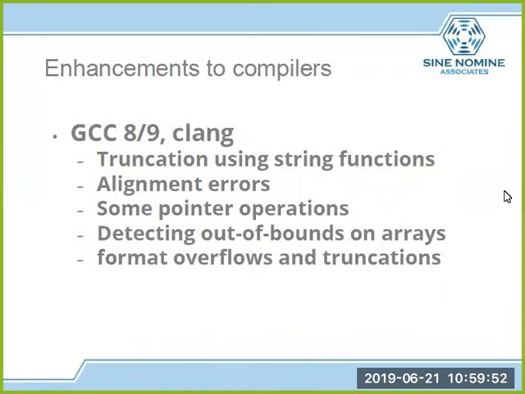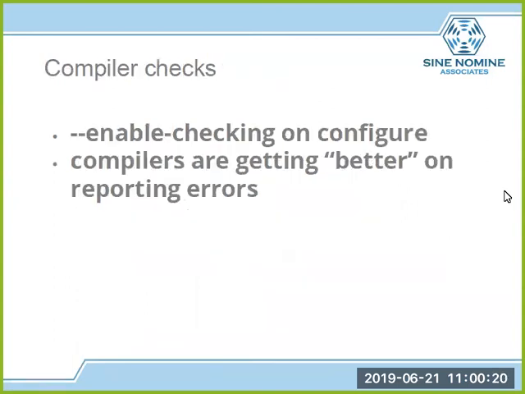So enhancements to compilers, you have GCC 8 and 9 and Clang. There's checks that are now showing up, and they're adding more and more checks into the compilers that look for truncating strings using string functions, alignment errors, pointer operations, trying to detect out-of-bound conditions on arrays, format overflows, truncations. Within OpenAFS, there's what they configure, there's an enable checking that basically turns on some of this extra checking.